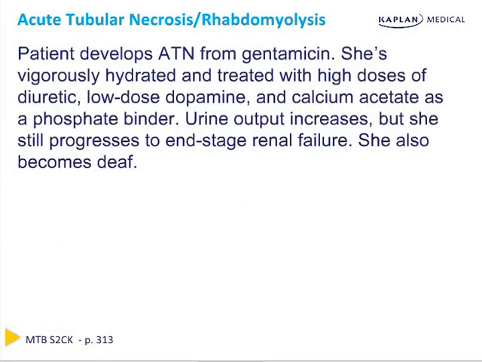So let's take a look at another clinical vignette. Here we have a patient who develops acute tubular necrosis from gentamicin. She's vigorously hydrated and treated with high doses of a diuretic, low doses of dopamine, and calcium acetate as a phosphate binder. Urine output increases, but she still progresses to end-stage renal failure. She also becomes deaf. What is the cause of her hearing loss?